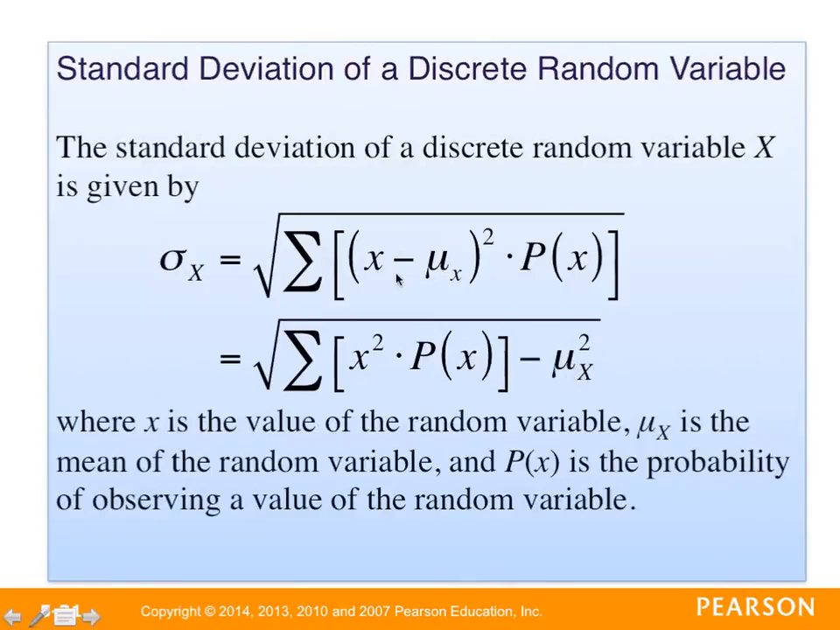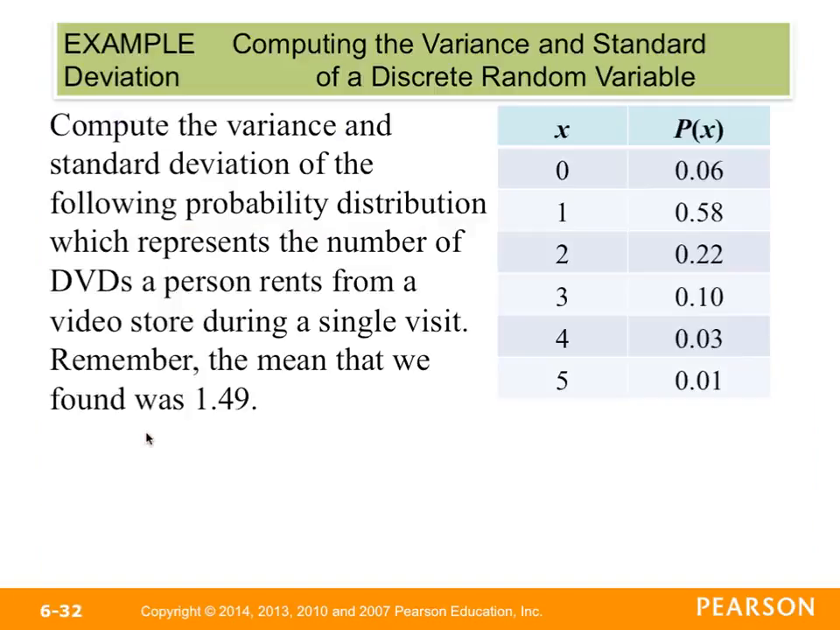So they all use the same pieces. They all use x, p of x, and mu of x, but it's just a different order. So these are two equivalent equations. You can pick the one that you like more. I want to point out again, x is the value of the random variable, mu of x is the mean, and p of x is the probability.